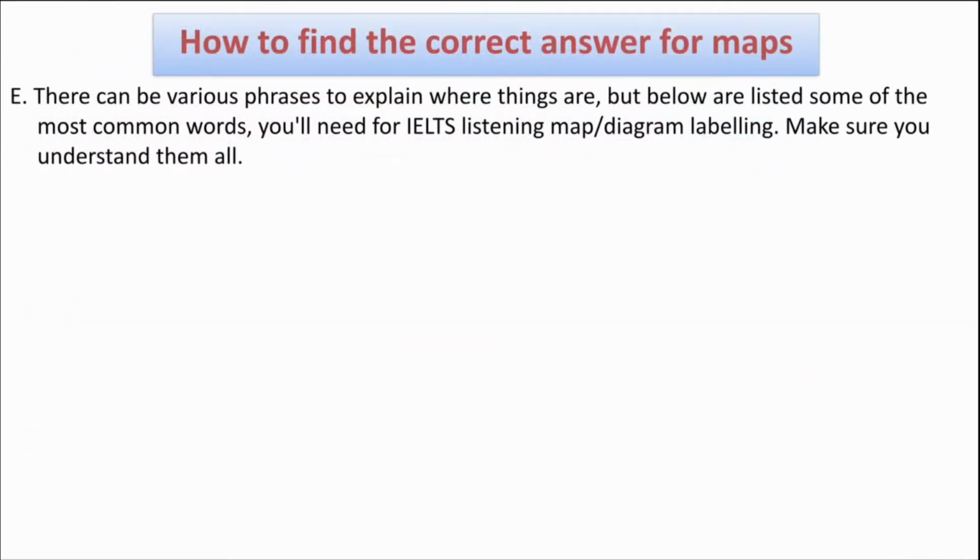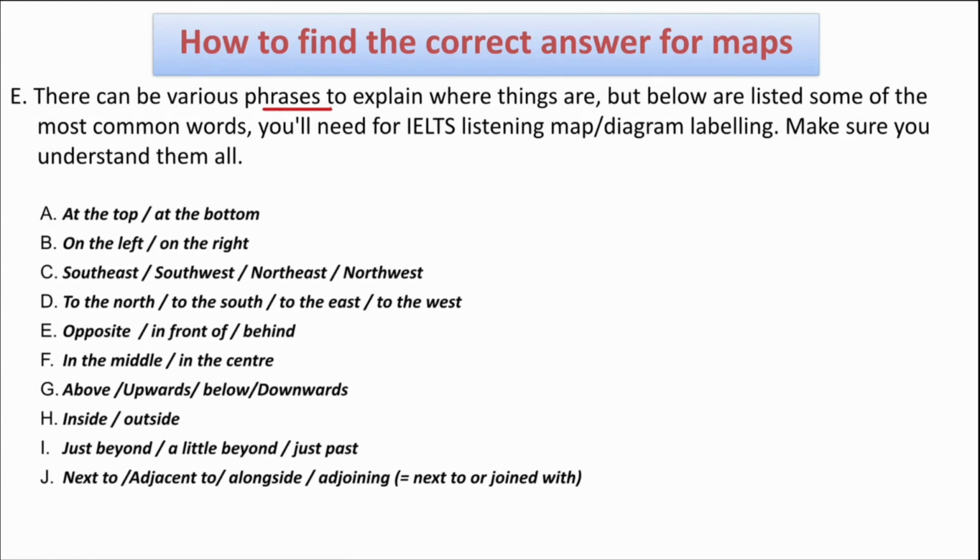Next, we will discuss some of the phrases or vocabulary words which are used in the listening test by the speaker to help you find the answers. Here is the list of vocabulary. If the examiner or the speaker is referring to something on the top or something on the bottom, then he'll use words like this: at the top, at the bottom, on the left or on the right. If he is referring to directions, then he'll use words like this.